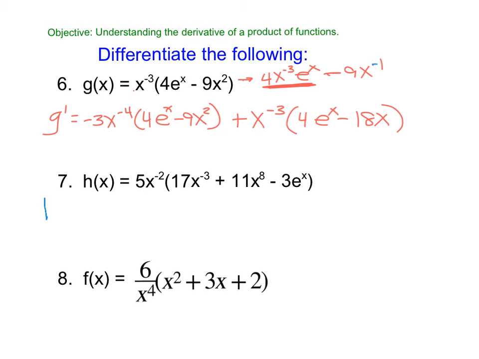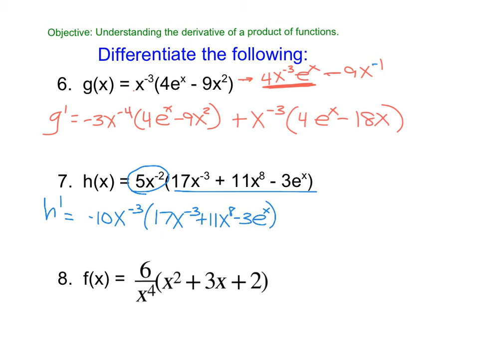Alright, next one. H prime. So this is my first, and then that's my second. So negative 10 x to the negative third. Leave the parentheses alone. As you can see, these can get really long.